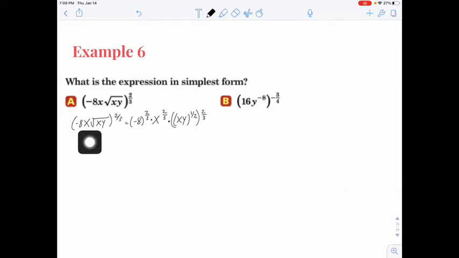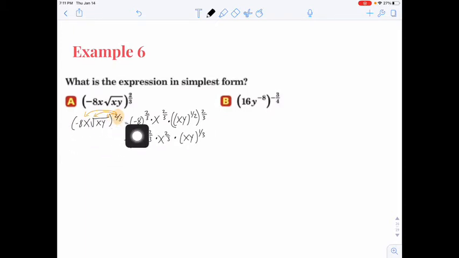The first step to simplify this expression is to break it all apart. So we're going to distribute this 2/3 power to every piece of the expression. So first we have negative 8, raised to the 2/3 power. Next we have an x, raised to the 2/3 power. And then we have the square root of xy. We can rewrite the square root of xy as xy to the 1/2 power, and then raise that to the 2/3 power. You can think of this previous step as distributing that exponent.